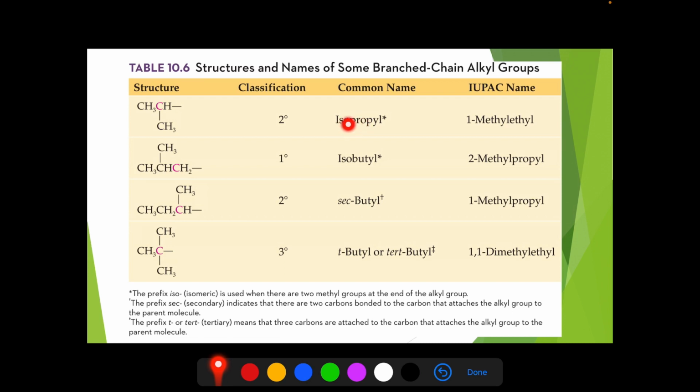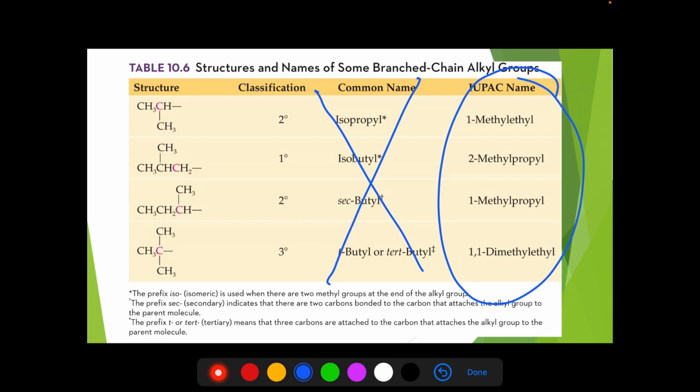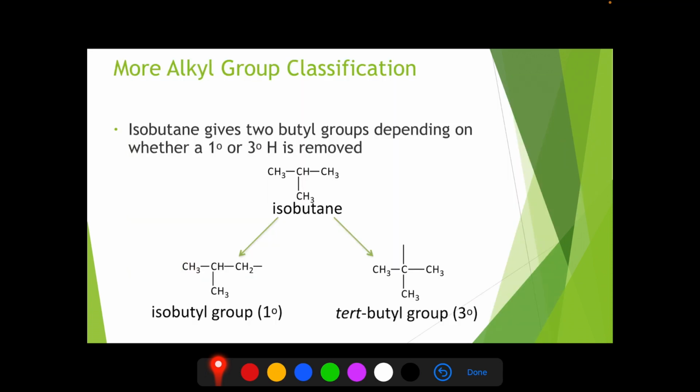So isopropyl has a classification of a secondary alkyl group because it has 1, 2 carbons attached off of it. Isobutyl, you can see here, is just a primary because it has only 1 carbon attached to the main carbon. And then here is sec-butyl. So you can see here the difference between isobutyl, sec-butyl, and then you can take it one further to tert-butyl. Now again, for me, you never need to know these common names. I will only be doing the IUPAC names, which I will teach you. But it doesn't hurt to know them if you're going to be moving on in chemistry.